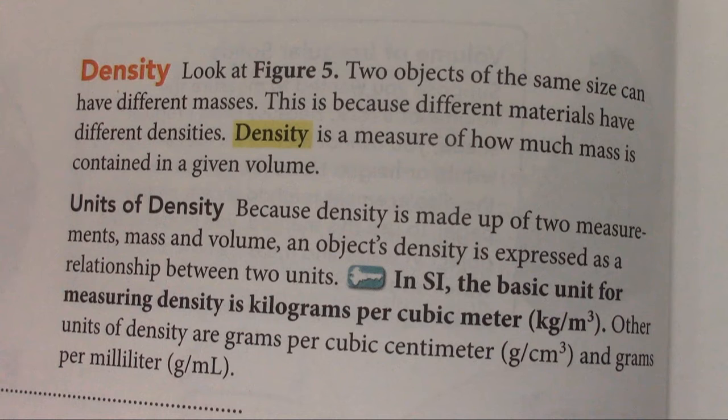Density. Look at Figure 5. Two objects of the same size can have different masses. This is because different materials have different densities. Density is a measure of how much mass is contained in a given volume.